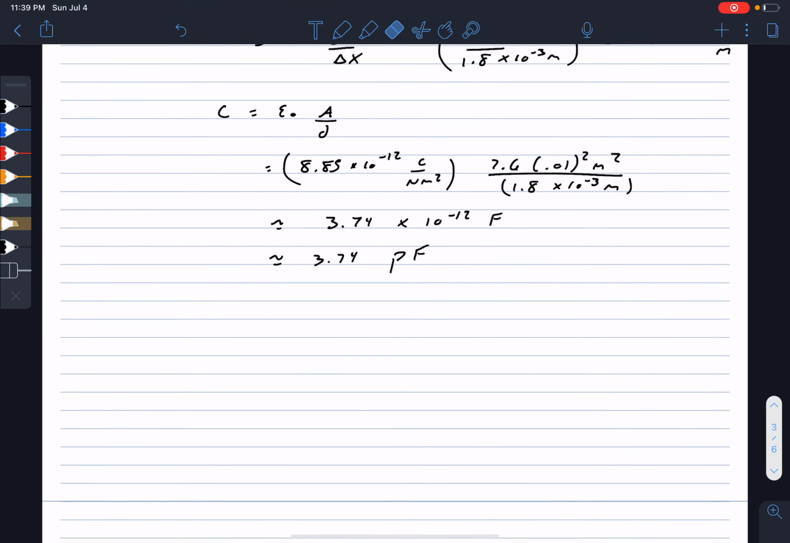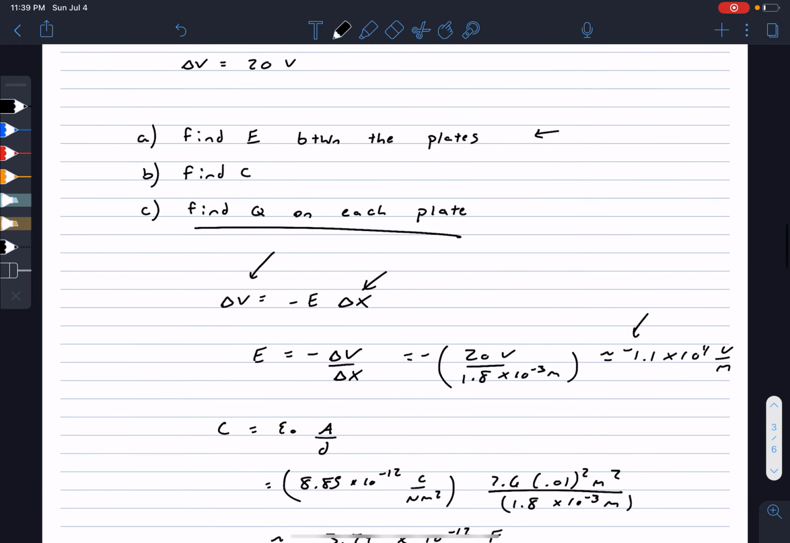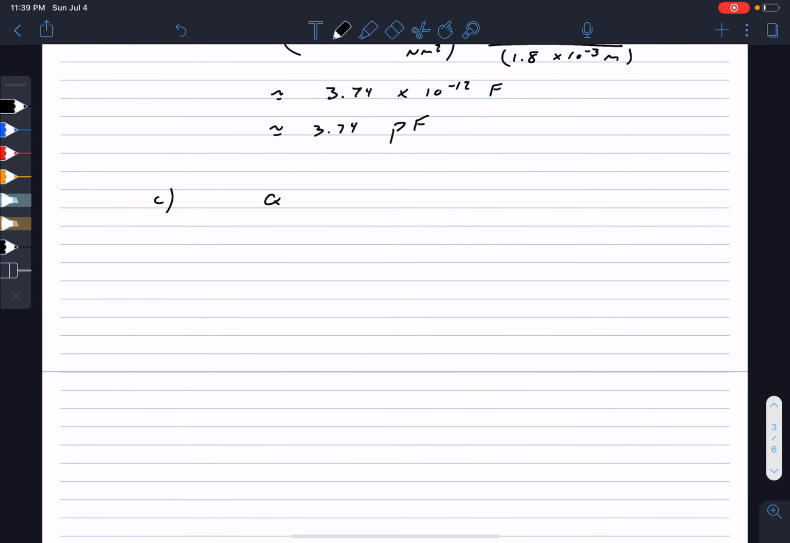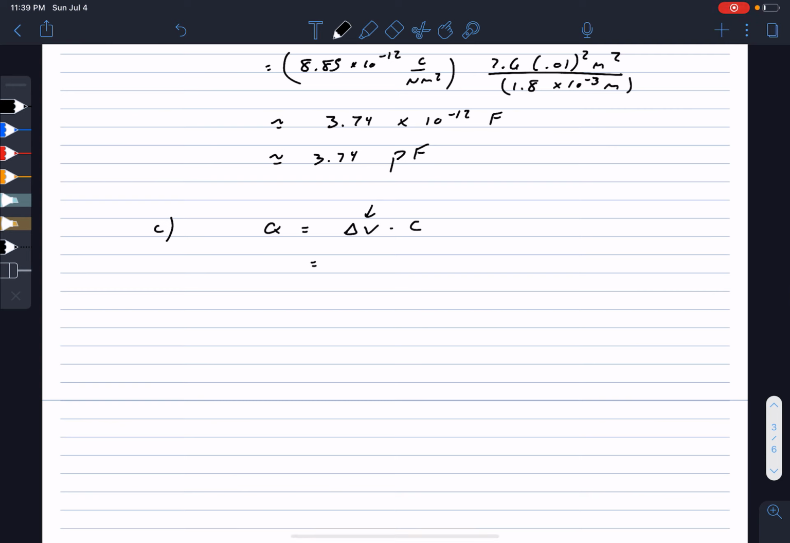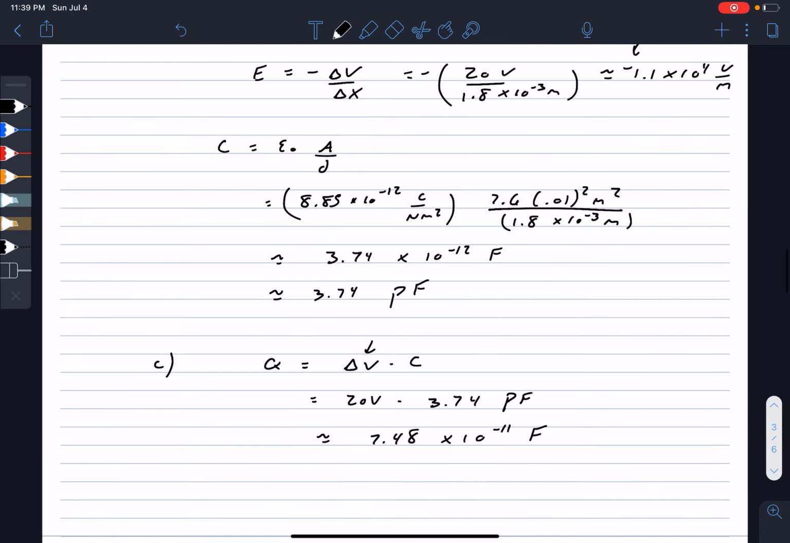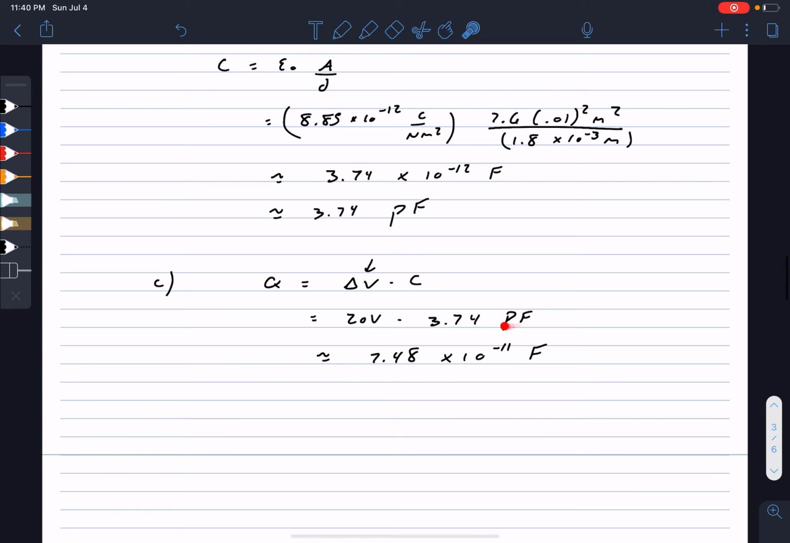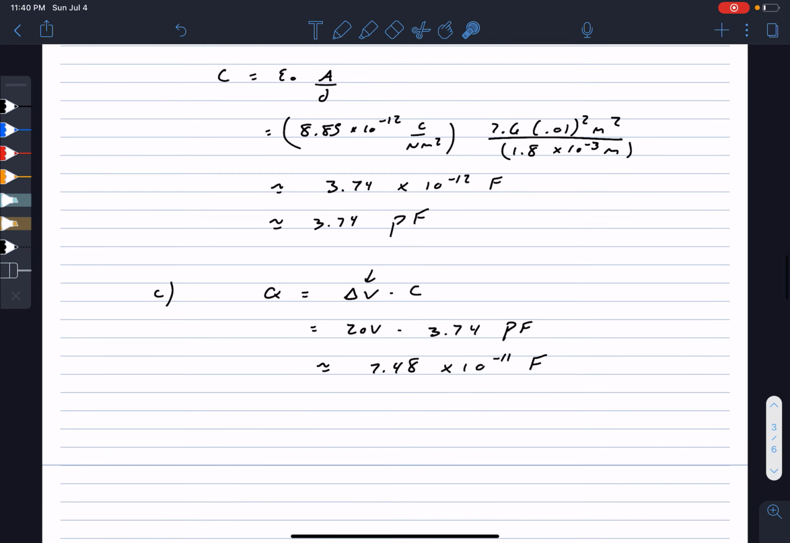Next, we are asked to find the charge on each plate. So, to find the charge on each plate, recall that we know the potential difference, we know the capacitance, we just found that, so we just plug these things in. 20 volts times 3.74 picofarads, which gives us a value of 7.48 times 10 to the negative 11. So just be careful when you're plugging these back in. Picofarads is 10 to the negative 12, so you want to watch out for that.